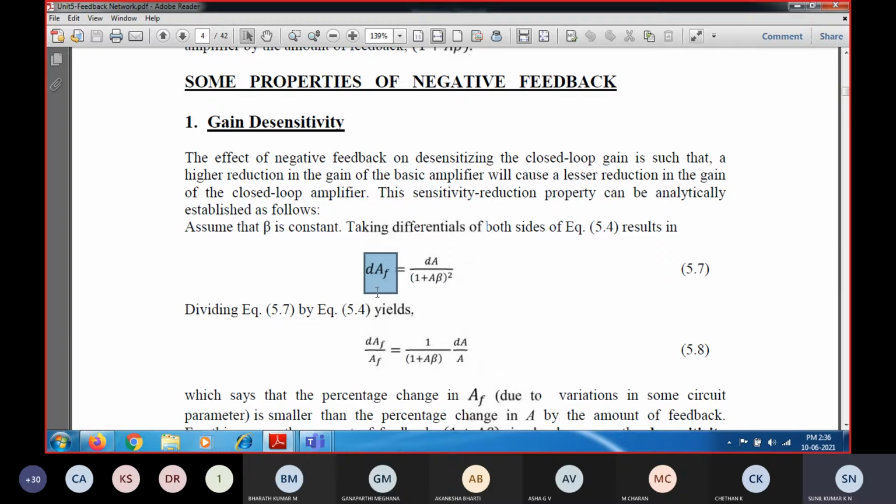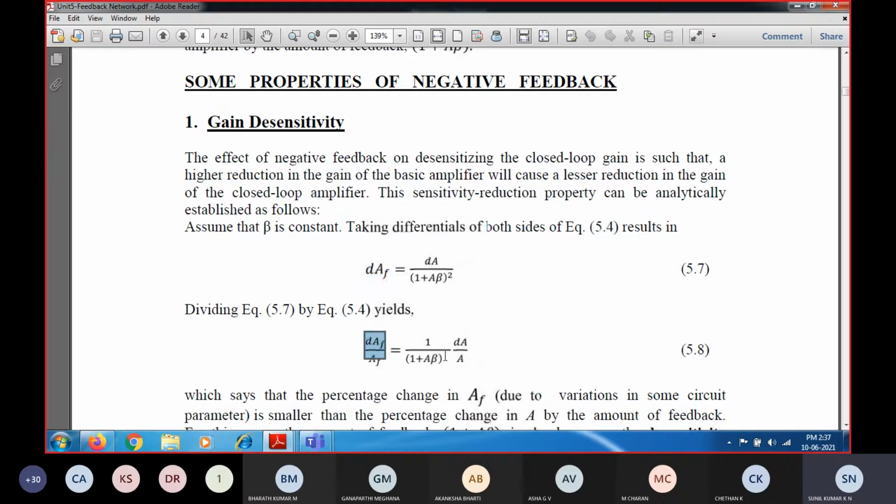So with respect to AF, dAF divided by AF on the left hand side will be equal to dA divided by (1 plus A beta) whole square, divided by A over (1 plus A beta). So A will come to the denominator, and (1 plus A beta) will come to the numerator. But it will have 1 plus A beta at the numerator and (1 plus A beta) whole square in the denominator. So you will be getting this as the final expression.